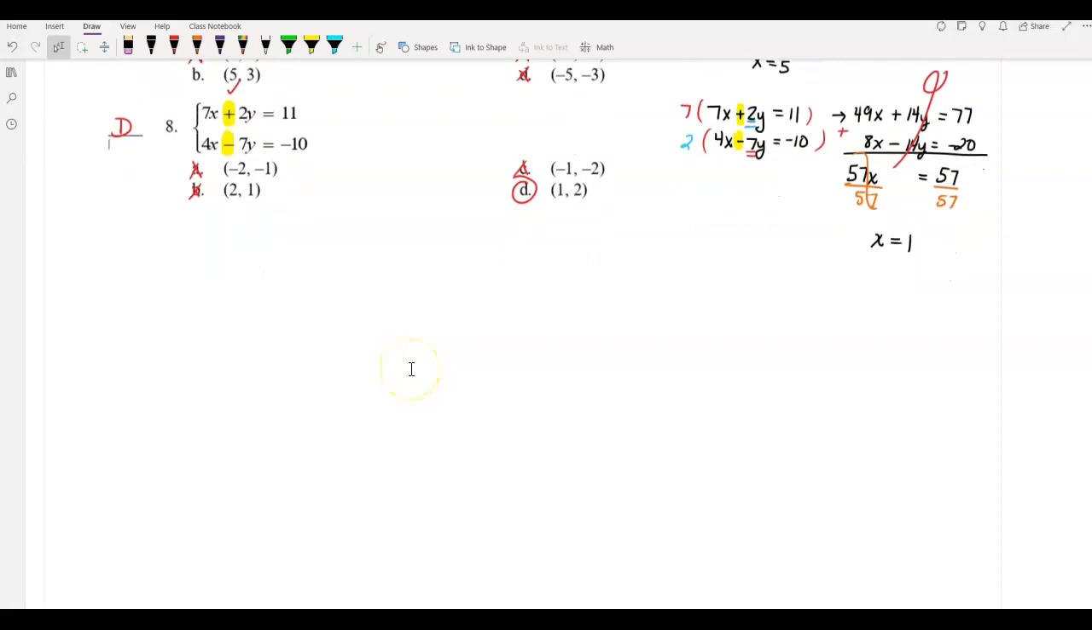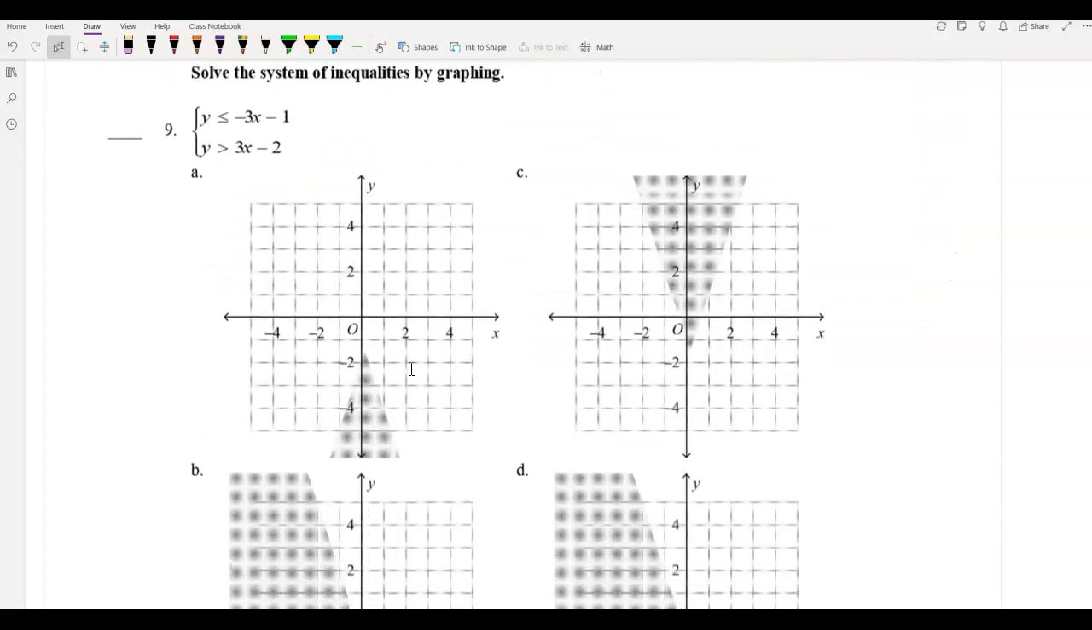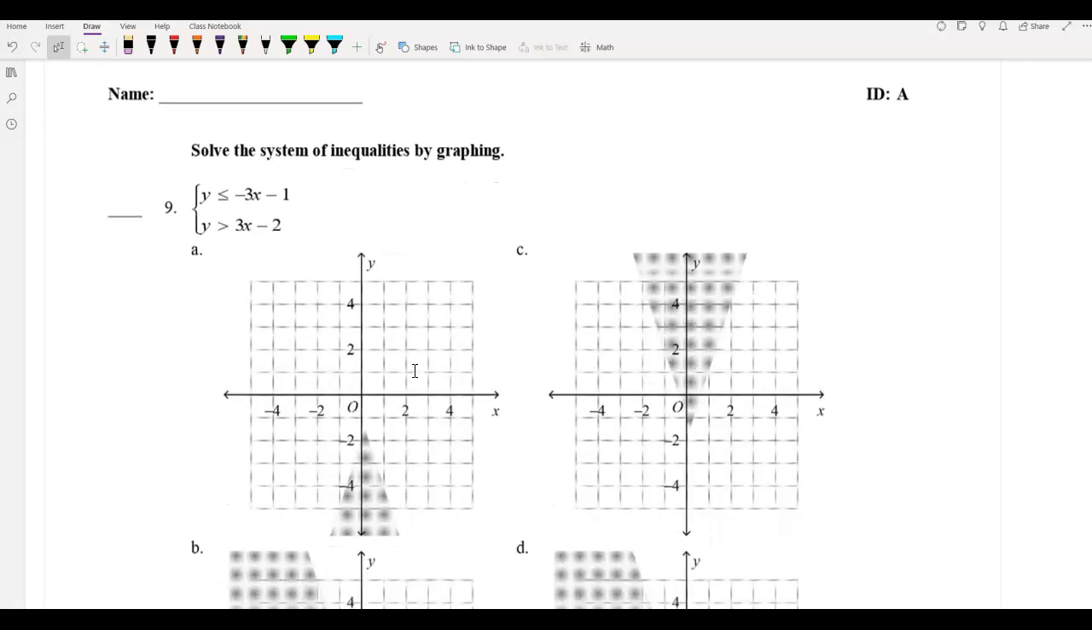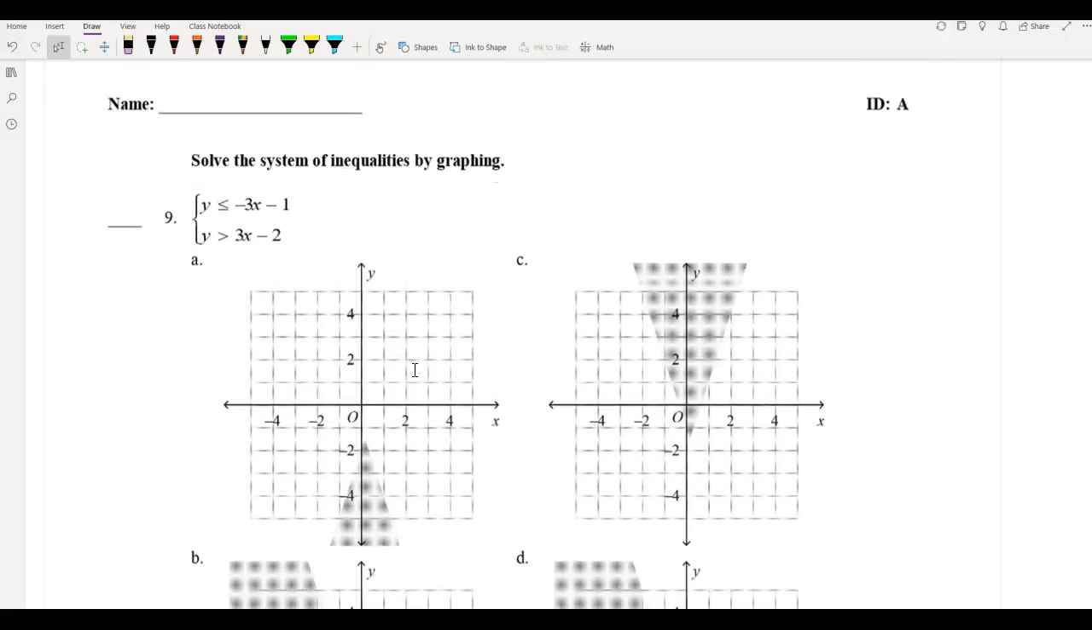Okay, going on to questions 9 and 10. These are our systems of inequalities. So first things first, we have equation 1 and equation 2. So let's get some nice colors here. Equation 1 we'll do in blue. Equation 2, let's do in this purpley color.